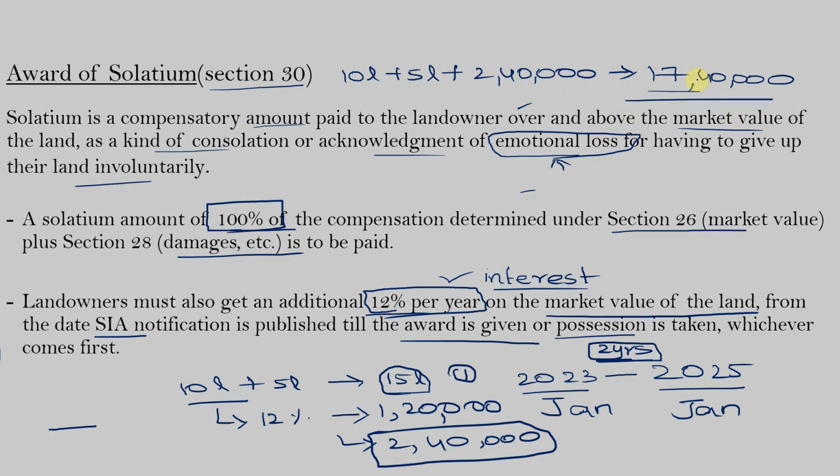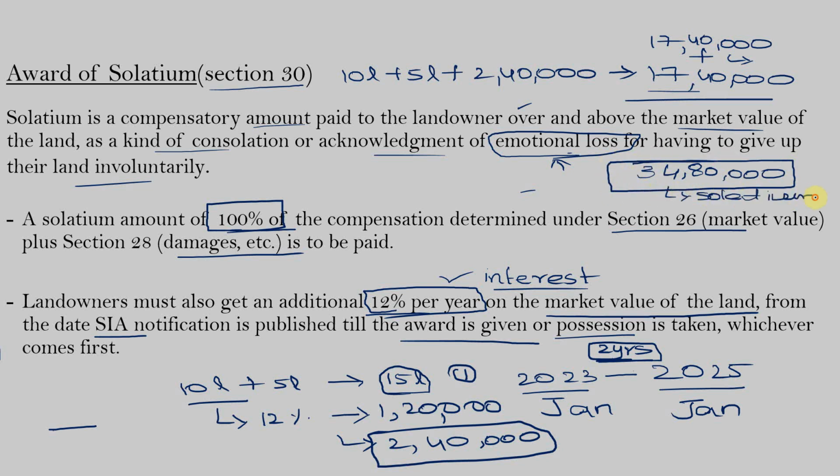So 100% would be 17,40,000 plus 17,40,000. So that comes to an amount of 34,80,000. So this is the final amount which shall be paid by the government to the affected families. So this is the method by which Solatium is calculated.